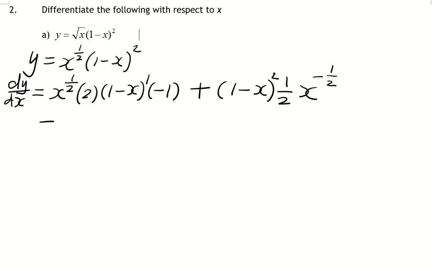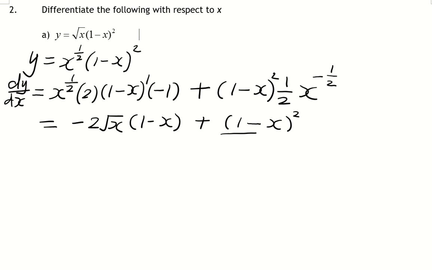Now we'll simplify. x to the power half is actually root x. And there's a negative here and there's a 2 here, so I write it as negative 2 root x, and then you have a 1 minus x here. That's for the first term. Second term, you have a negative index here, so I'm going to write this as a denominator. What is the numerator? It's (1 minus x) to the power of 2. That's the numerator for this second term.